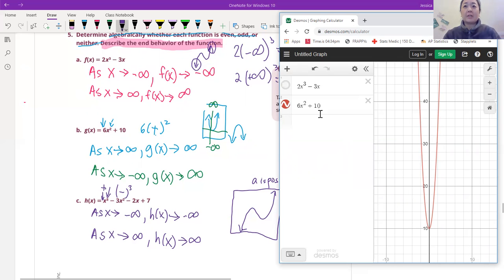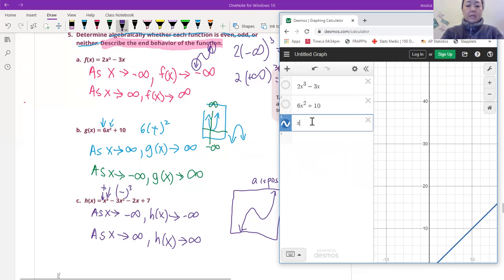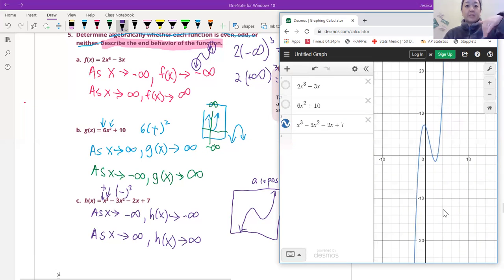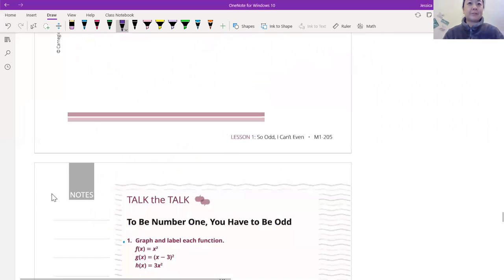And then right here, this other guy, a little bit more complicated guy. So x to the third minus 3x squared minus 2x plus 7. Ooh, there we go. Notice the arm still, left one is down, right one is up. Left one, x approaches negative infinity, going down. So that's why it goes to negative infinity. And on the right arm, it goes up. So that's why it's approaching positive infinity. Right? Hopefully that's helpful for you guys.